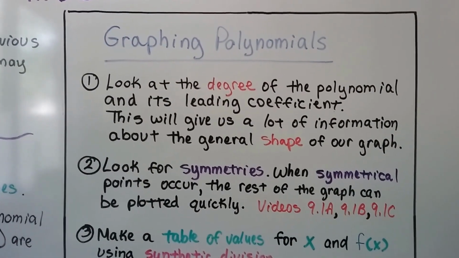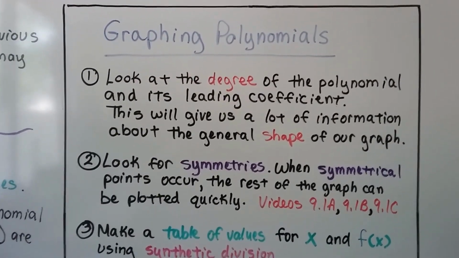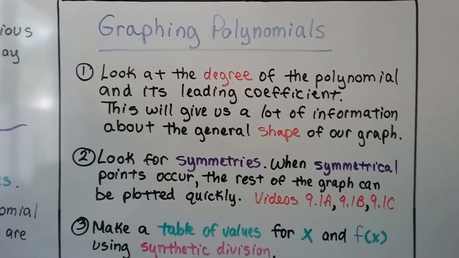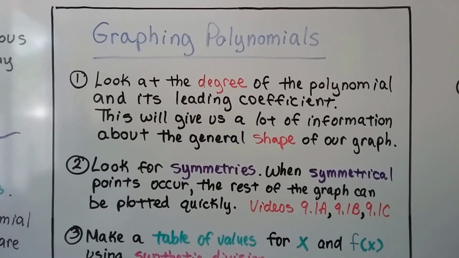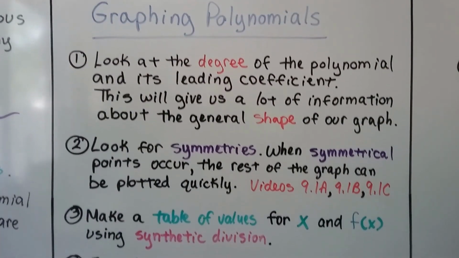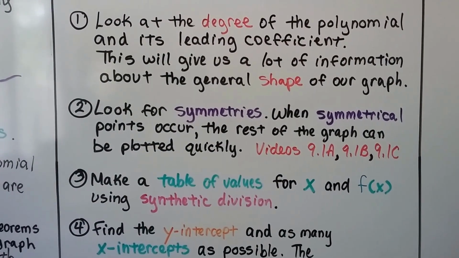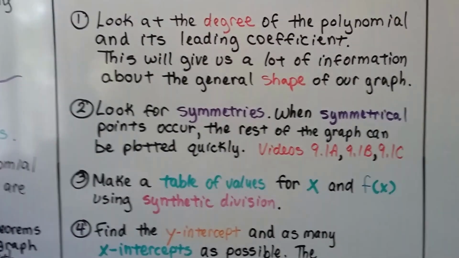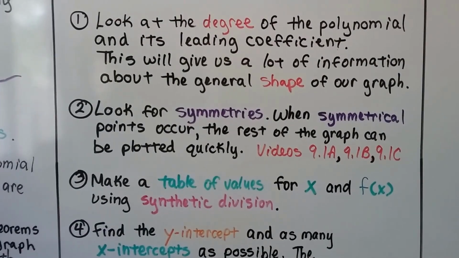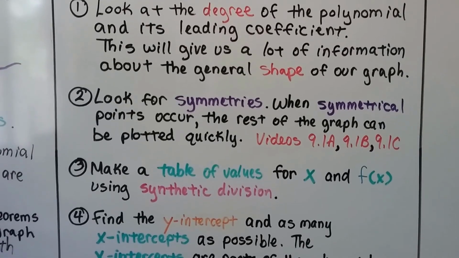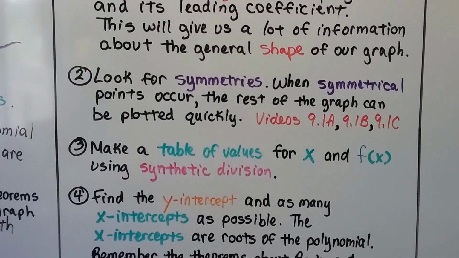The first thing we do is look at the degree of the polynomial and its leading coefficient. That's going to give us a lot of information about the general shape of our graph. We look for symmetries. When symmetrical points occur, the rest of the graph can be plotted quickly. There's going to be links to videos 9.1a, b, and c where we talked about symmetry in this description.